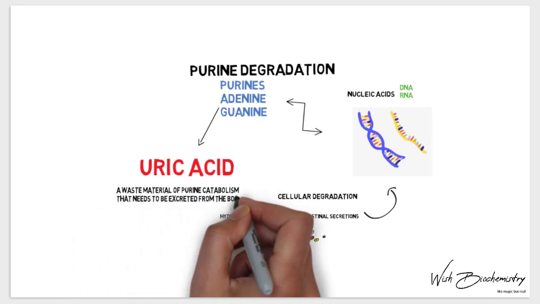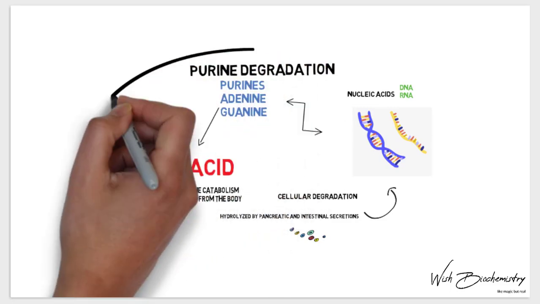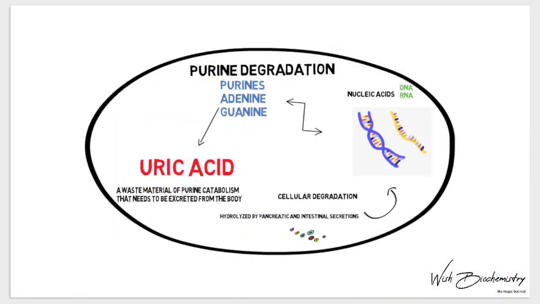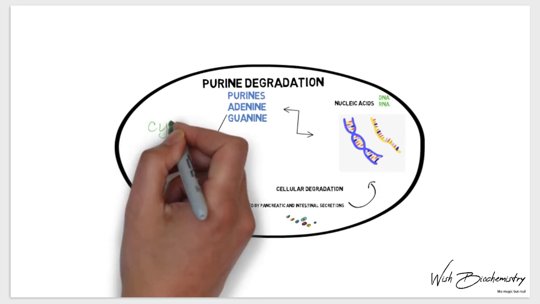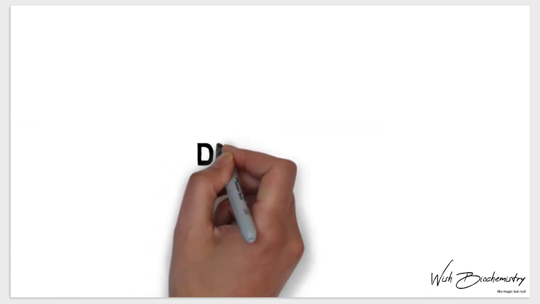This degradation of purines takes place inside the cytoplasm of the liver cells. Liver is the main site for the purine degradation. Now let's discuss how these nucleic acids are degraded to purines.